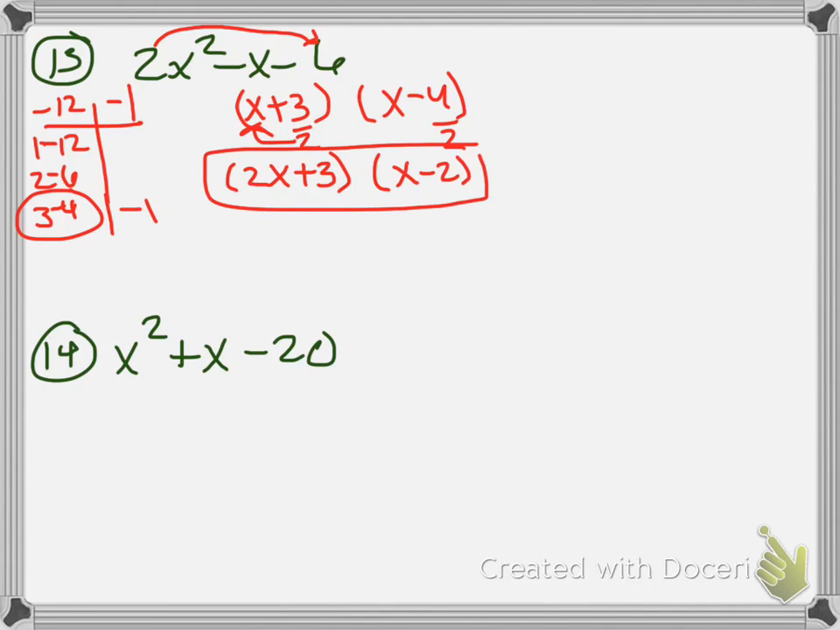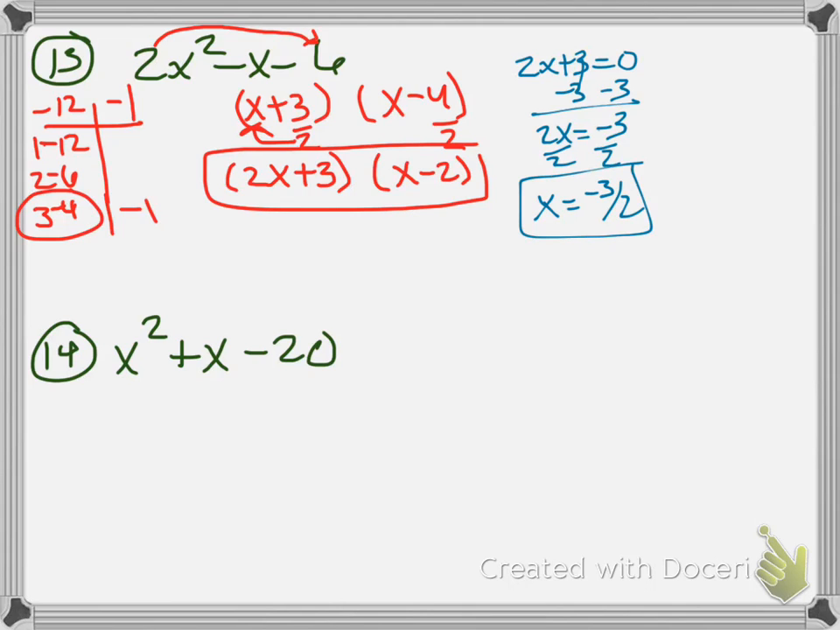These are 2 of my factors, but what am I really still supposed to do? Equal to 0. So 2x plus 3 is equal to 0. Subtract 3, subtract 3. 2x equals a negative 3. Divide by 2, divide by 2. And that should be a minus. x equals a negative 3 over 2. And for the x minus 2, it is obvious it's a positive 2.